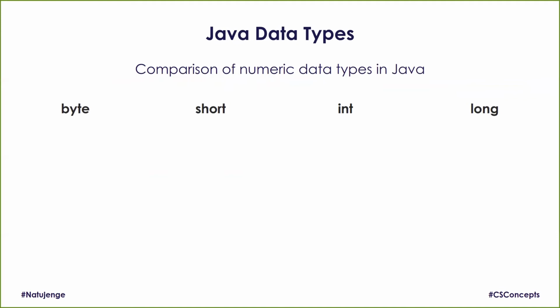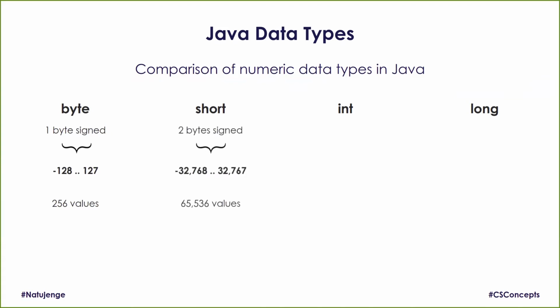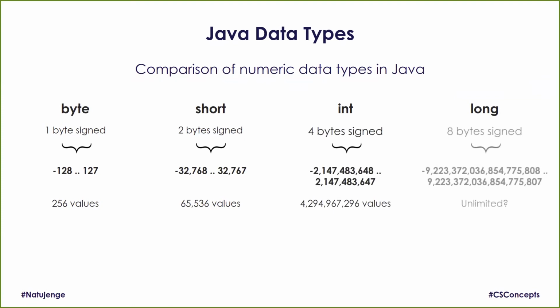Java can represent numbers as either byte, short, int, or long. Now byte is 1 byte and it is signed. Short is 2 bytes and it is signed. Int is 4 bytes and it is signed, and long is 8 bytes and it is signed. Now the ranges are from negative to positive because they're signed.